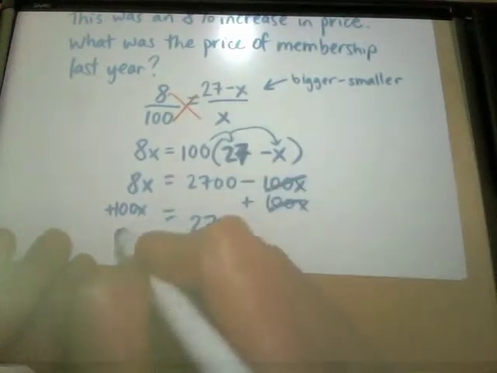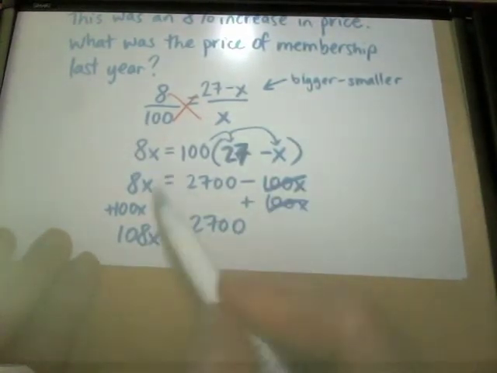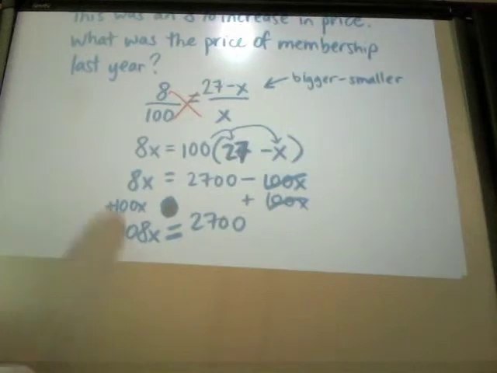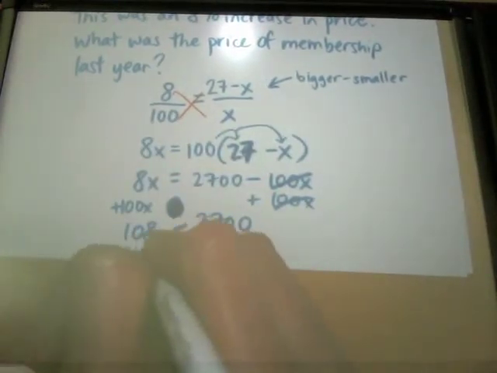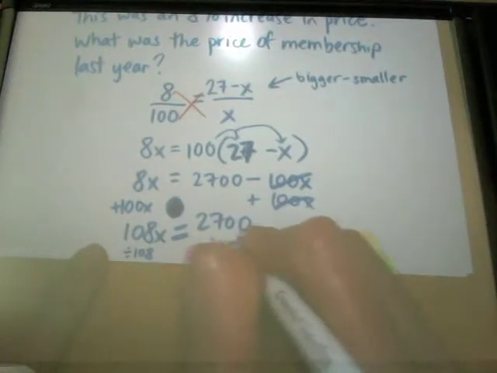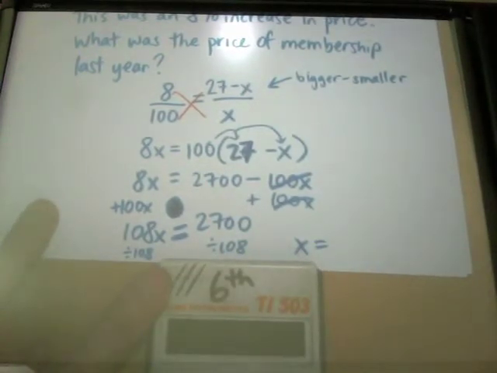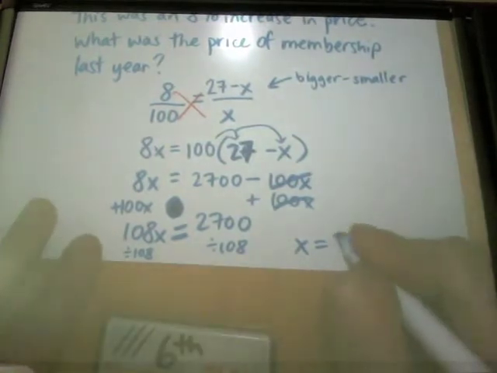8x plus 100x is 108x. Oops, I got my equal sign up in the middle there. Ignore that blob. So I added 100x to both sides. 8x plus 100x makes 108x. And now we would just divide by 108. Again, being careful with your calculator. And I get 25.